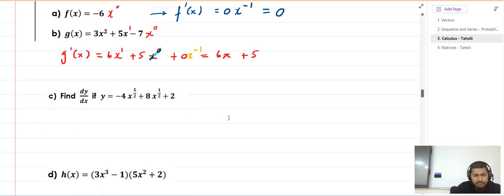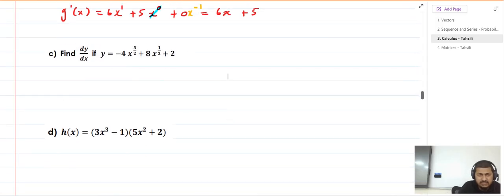Solving C, we want to find dy dx of this function here. It's already written in power form, so we're just going to multiply. We will find dy dx, the derivative, which is the same thing as saying y prime. We will take minus 4 times 5 over 2. Minus 4 times 5 is minus 20, divided by 2 is minus 10.